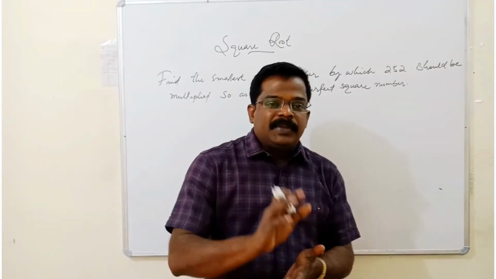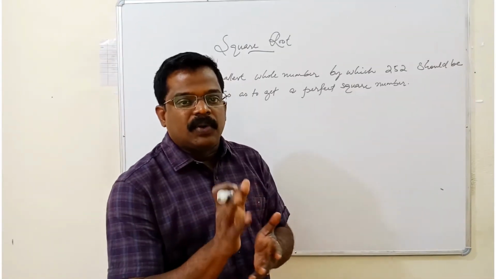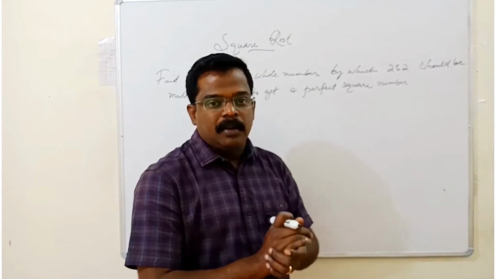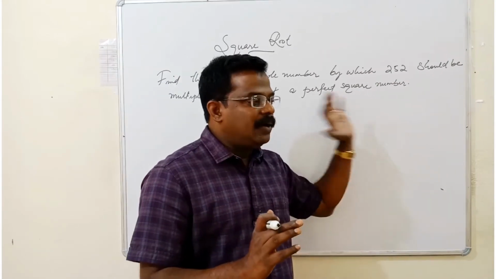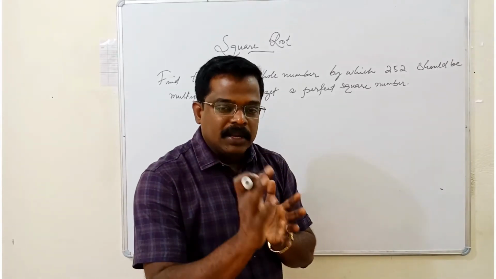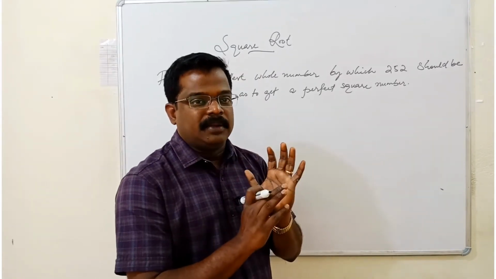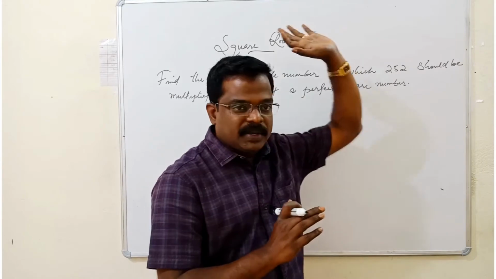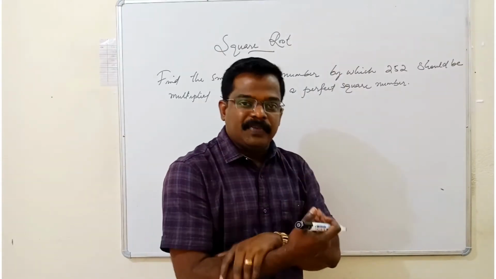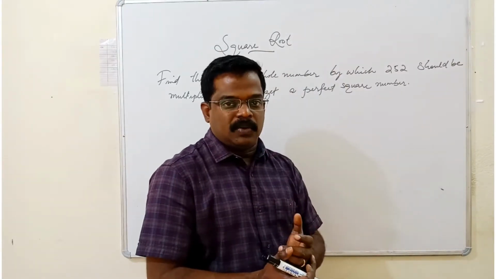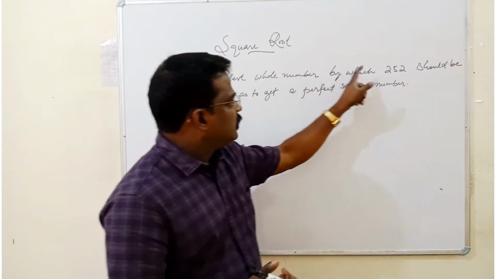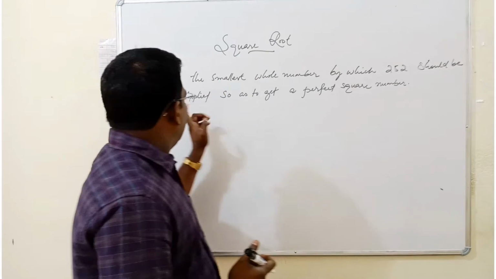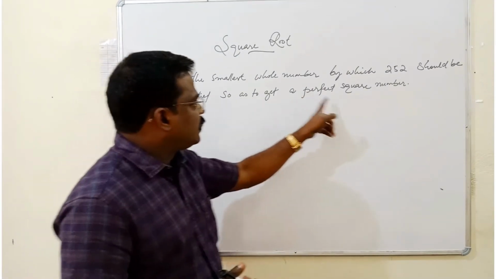Okay, we studied how to find the square root of a perfect square number by using prime factorization. For using these methods, we have to have a perfect square number. Then only we will be able to solve it. If a number is not a perfect square, how can we make it into a perfect square and find the square root? So here is one question. Find the smallest whole number by which 252 should be multiplied so as to get a perfect square number.